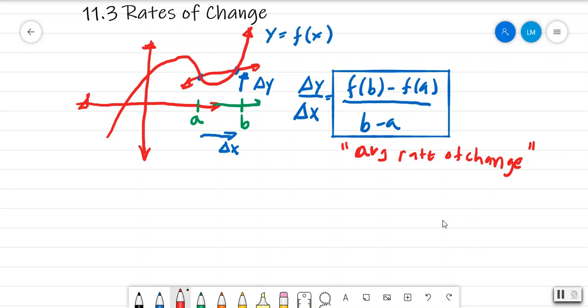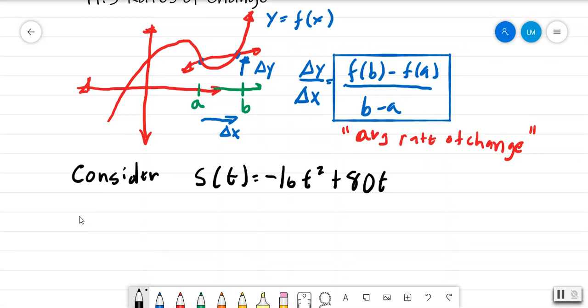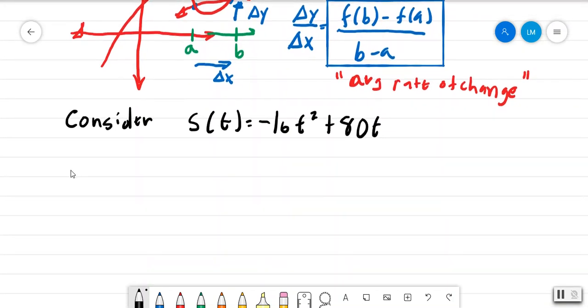So what we can look at, for example, is a problem where you just want to find the average rate of change. So for example, let's say that we consider the following equation. S of t equals negative 16t squared plus 80t. Now, this equation looks at, for example, the height of a projectile if it was thrown upward, and you look at the modeling of the height of the equation.